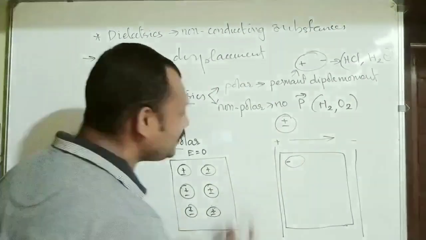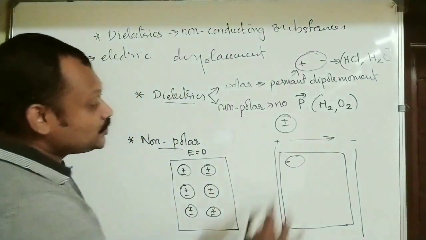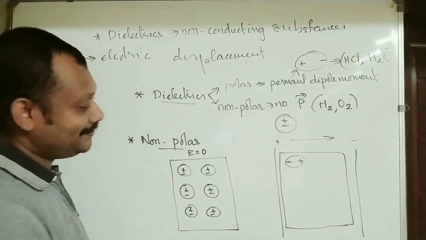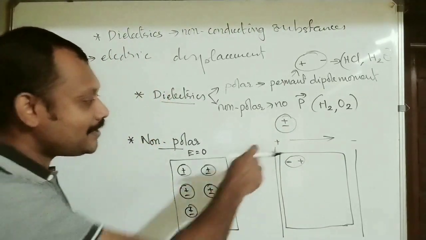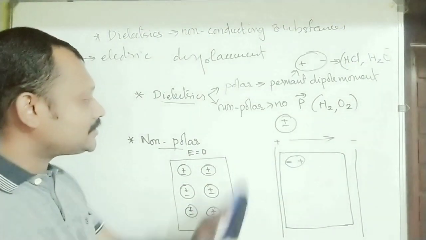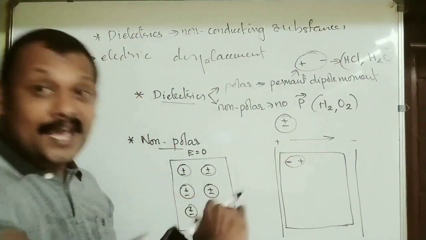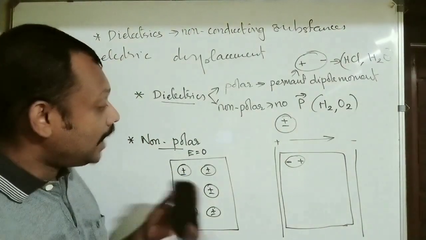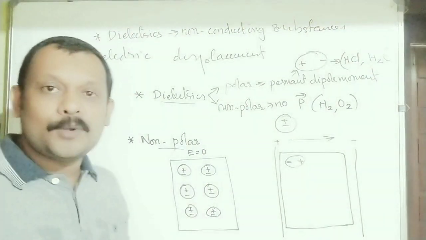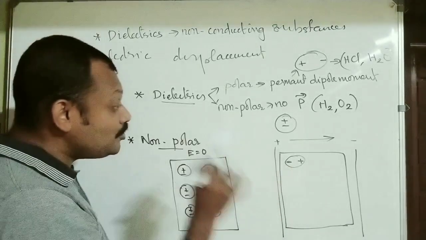There is an electric field, and negative charges always experience a force in the direction opposite to the field. So negative charges are accumulated here, positive charges are accumulated here. Now tell me, is there any dipole moment existing here? There is a negative charge, there is a positive charge. Now they are separated by a small distance. I should say there is a dipole moment. And what is the direction of the dipole moment? The direction of dipole moment is from negative to positive.